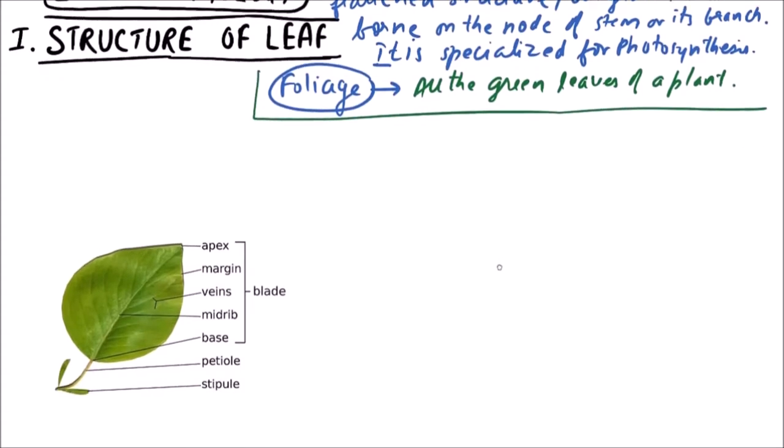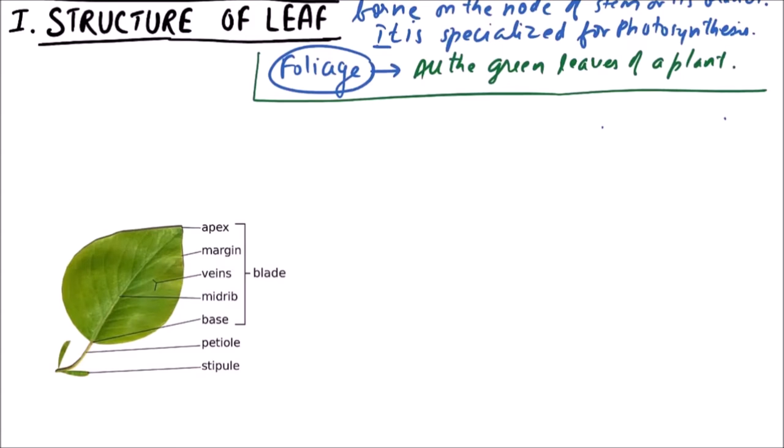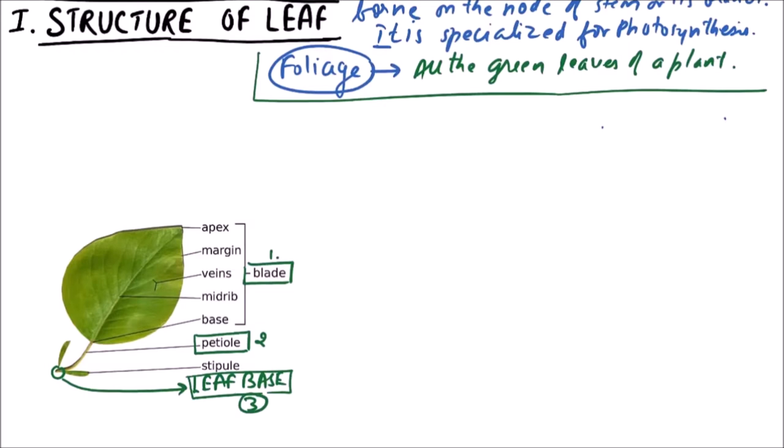Now, the structure of leaf. The structure of leaf is divided into three major parts. First one is leaf blade or lamina. Second one is petiole. And third one is leaf base. This is the third one. So first of all, we'll discuss the first part, that is leaf blade.